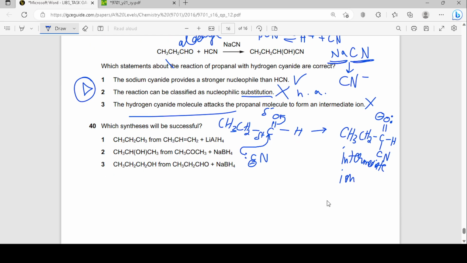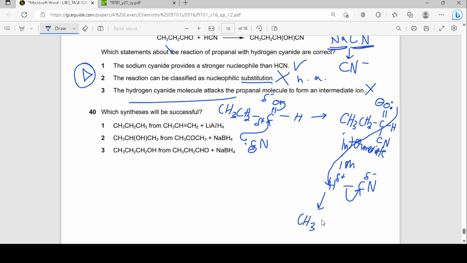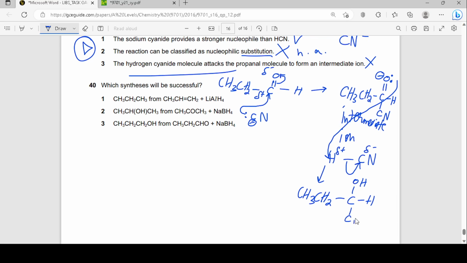Then you could, of course, continue the mechanism if you want. So you have this going like that, and then this is partially positive, partially negative. That's why it happens. And then this O just attacks this H, and then we have CH3, CH2, CH, OH, CN plus CN minus again.